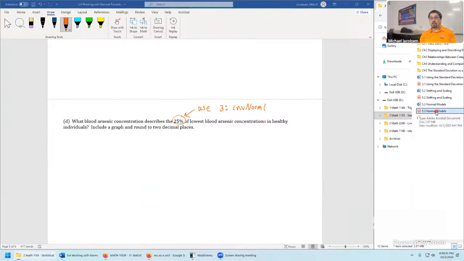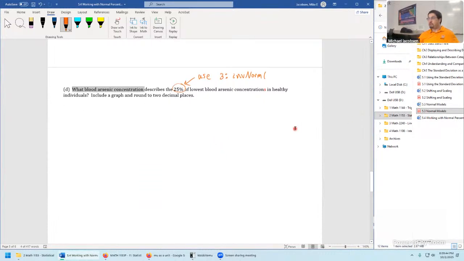It's kind of like what we did with the 68, 95, 99.7 rule in section 5.3. Some of those problems were kind of backwards. They gave us a percentage, and we had to find the value on the horizontal axis that corresponded to that right percentage. Well, we can do this in a little bit more accurate way. Well, in fact, a lot more accurate way. But to see what goes into the calculator, the picture is still really important. So here's the basic curve.